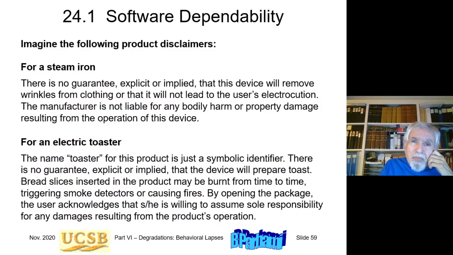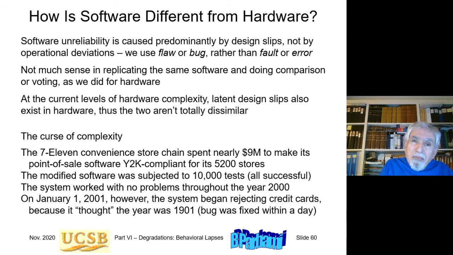Okay, software dependability. You can read these two examples on your own. They're quite funny. So how is software different from hardware in terms of dependability? Well, one difference is that software unreliability is caused predominantly by design slips and not by operational deviations.